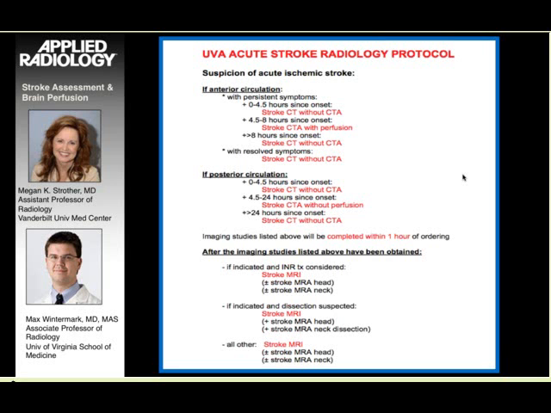We obtain CTA and CT perfusion in addition to the non-contrasted CT, again with the idea that this will help selecting the patient who will be the best candidate to respond to some kind of intra-arterial therapy. And then for all other patients, we usually just get a non-contrast head CT first, sometimes with a CTA, and a certain number of those patients are subsequently going to get MRI.